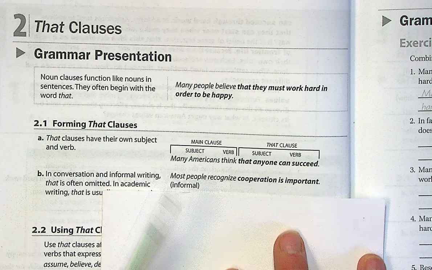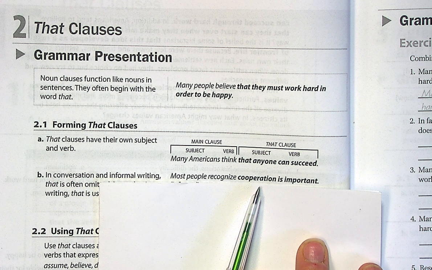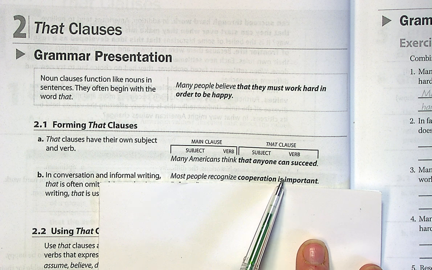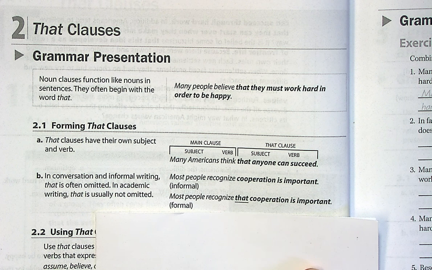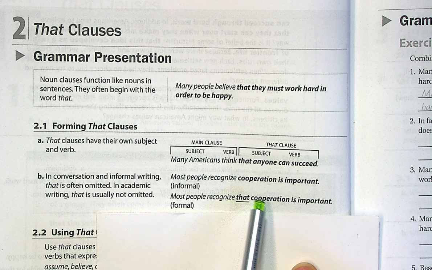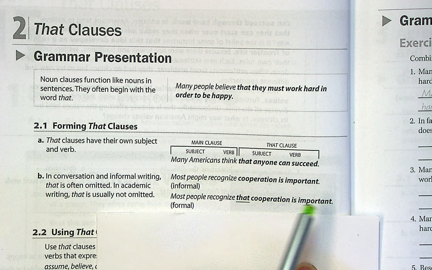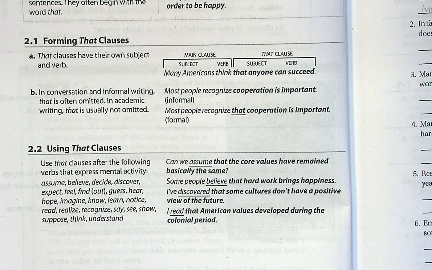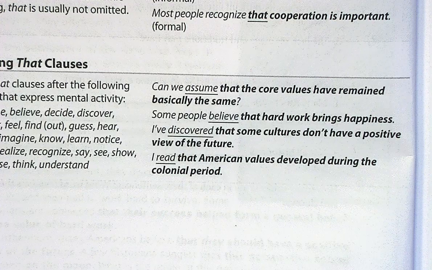Imagine you are reading this. Most people recognize cooperation is important. In this example, it's pretty simple, it's pretty obvious, especially because we have our bold letters here. But sometimes it becomes confusing. Many people recognize cooperation is, and so it becomes a little bit confusing. Your reader might say, wait, why do I have a new sentence here? That is why in our academic, our formal writing, we almost always include the word that. It helps your reader understand this is a noun clause that is working as the object of this verb recognize. Most people recognize that cooperation is important. So in your academic writing, it is a good idea to include the word that, especially in your essays, theses, and other formal assignments.